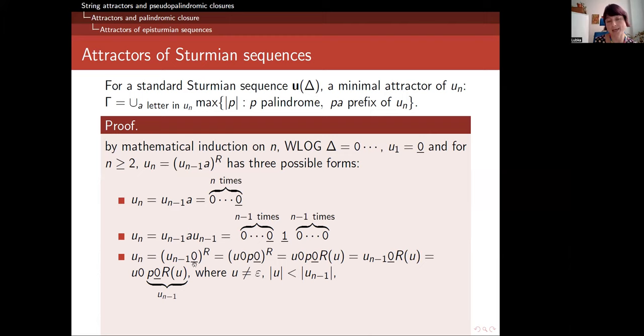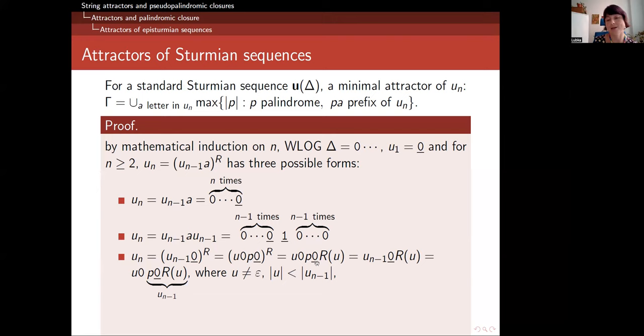And now we will have the most complicated case where un is un minus one followed by a. Now let me assume without loss of generality that a is zero, and we make the palindromic closure. So what happens now when we have a case that is different from the previous two? When you make the palindromic closure, you take the longest palindromic suffix of the word un minus one, which is preceded by zero, and your closure will be u zero p zero, and here the reversal of u. So this is by the definition of the palindromic closure. The result will be like this.